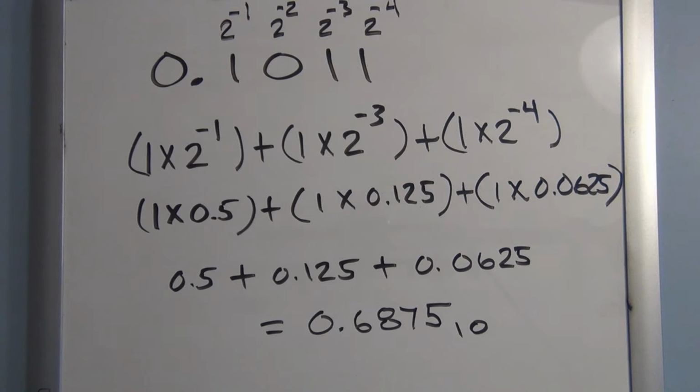And of course, if you had a binary number that had both values to the left and to the right, you just combine. You could do them separately and then add them up afterwards, or just do the whole thing all at once. But it's probably easier to break it up into two pieces.